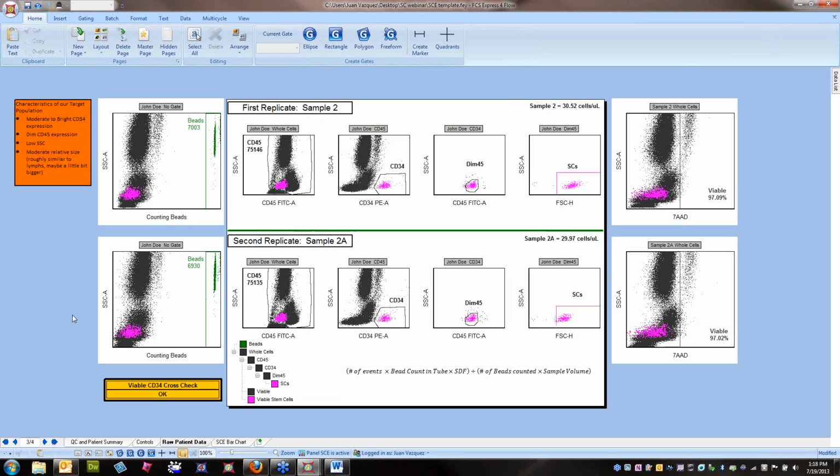So chances are we just want to make sure that the number of stem cells that we count here correlate with one another. Down below here you'll see I have a little text box where it says viable CD34 cross-checked. Basically what I want to do is perform some type of statistical analysis to see whether or not these stem cells correlate with each other, specifically a 10% correlation.